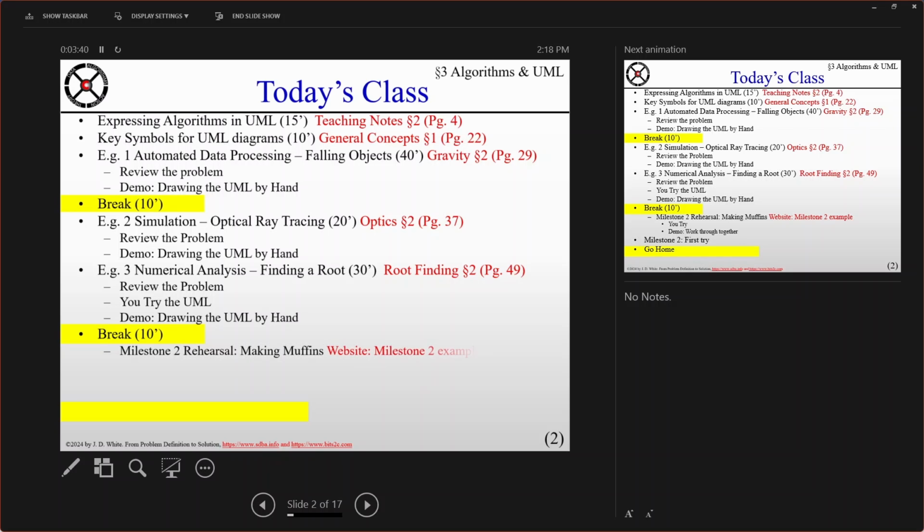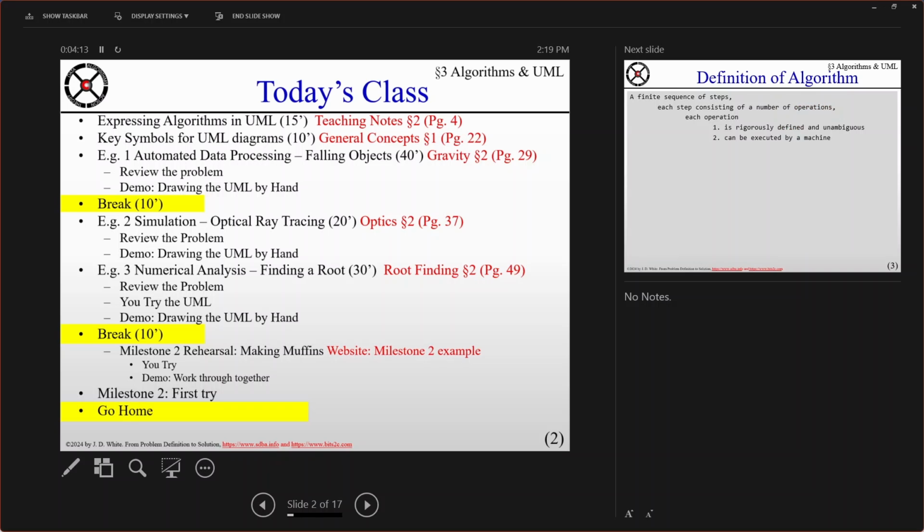Following that, we'll work on a rehearsal for milestone 2. So I'll give you an actual milestone from last year, and I'll give you a chance to work through it. It'll be an example, and we can try to help you as you work through it. And then after you work through it, I will demonstrate working through it together. And then finally, you can try milestone 2. I hope we'll have a chance to do the first try for milestone 2, and then you will go home, I hope. Okay? So this is basically what we hope to do today.